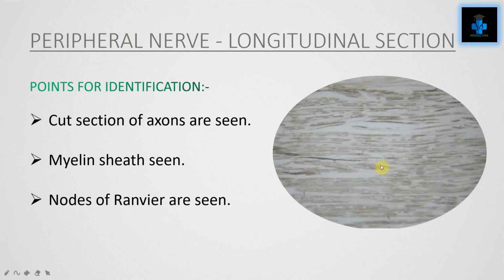Peripheral nerve, longitudinal section. Points of identification are cut sections of axons can be seen. Also, myelin sheath can be observed. Nodes of Ranvier are also seen.